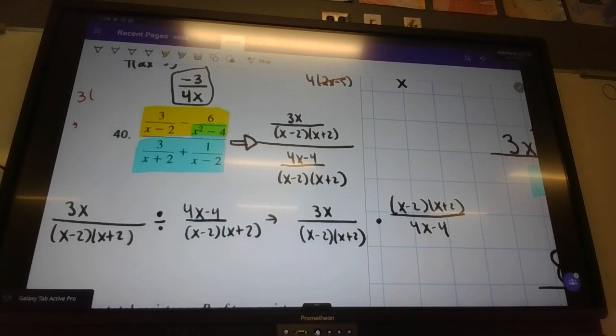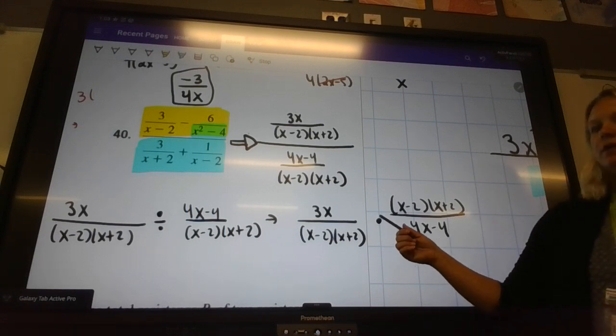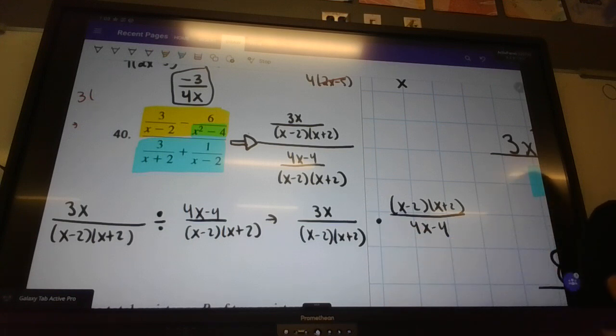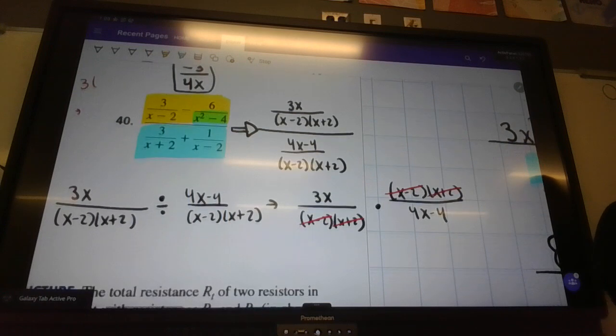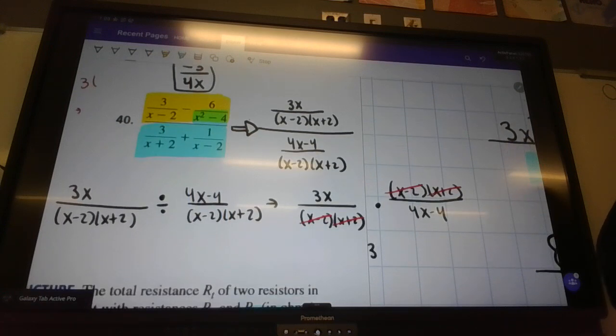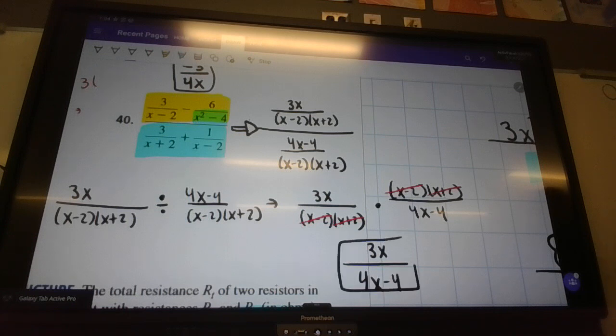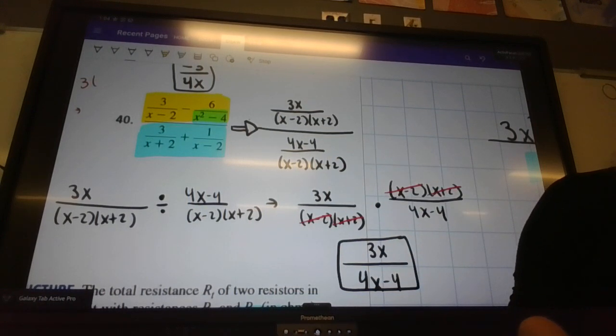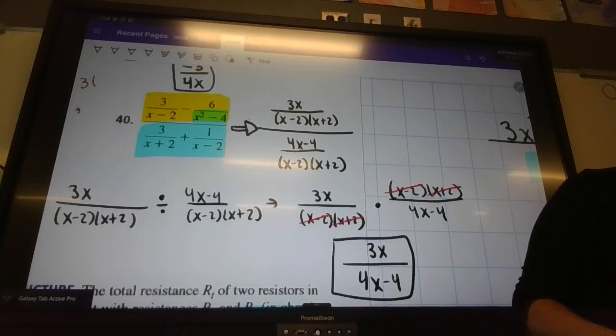And now that we have a multiplication problem, we can go back to reducing up and down a diagonal. And I see the x minus 2 diagonal, the x plus 2 diagonal. And all that's left is 3x. That's it. So honestly, this answer is equivalent to that problem. We've just simplified it. Equivalent forms.